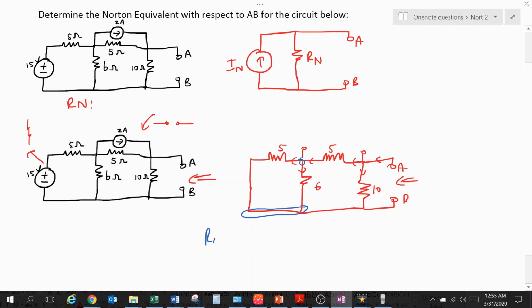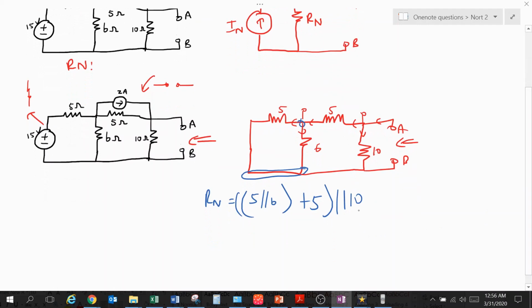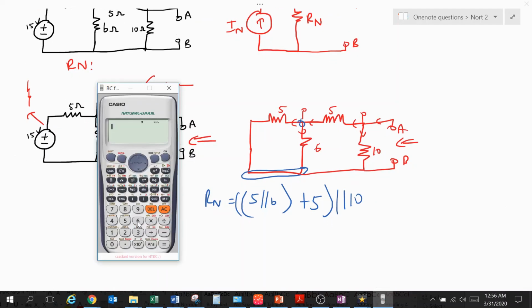So Rn is going to give me 5 in parallel with 6. Once we have this combination, that parallel combination, it will be in series with the 5 ohm resistor, so we'll say plus 5. And once we have this combination, it must be in parallel with the 10 ohm resistor. That will be the value of the Norton equivalent. So we first determine 6 in parallel with 5. So 6 in parallel with 5 is going to give us a value of 2.72 ohms.